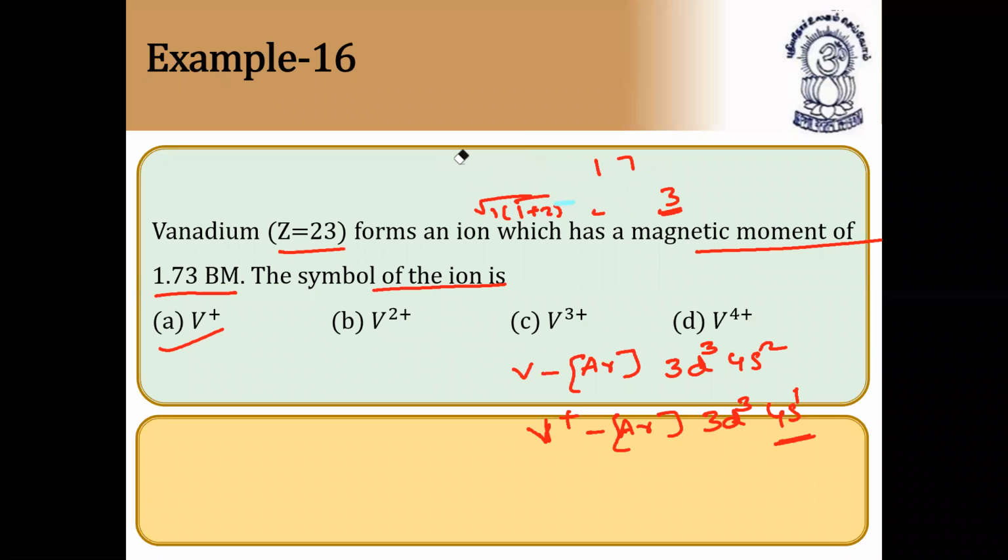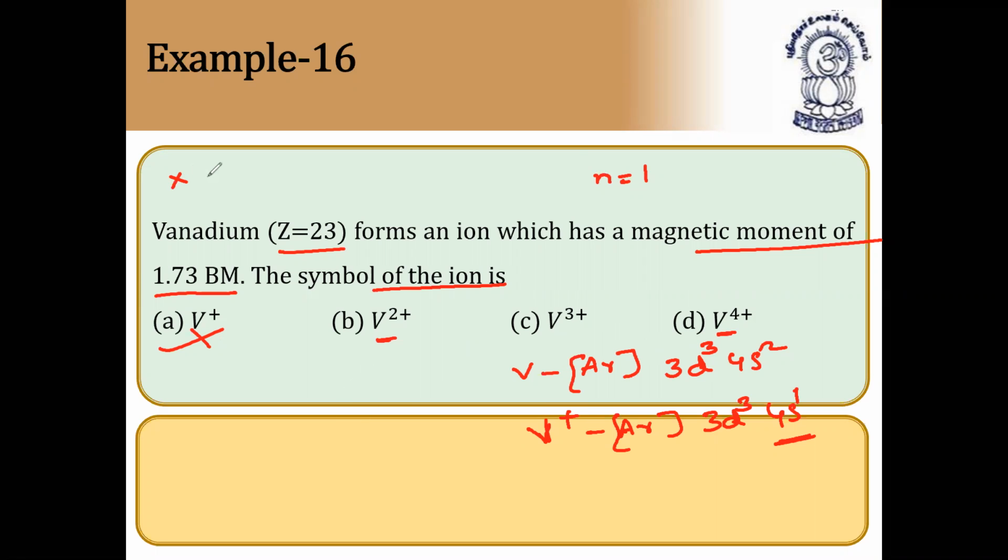Here n should be equal to 1, but here n is equal to how much? It is 4. If n is equal to 1, then only the magnetic moment is possible. So in which case n is equal to 1, we'll see. So the answer is not V+. So let us see V4+.